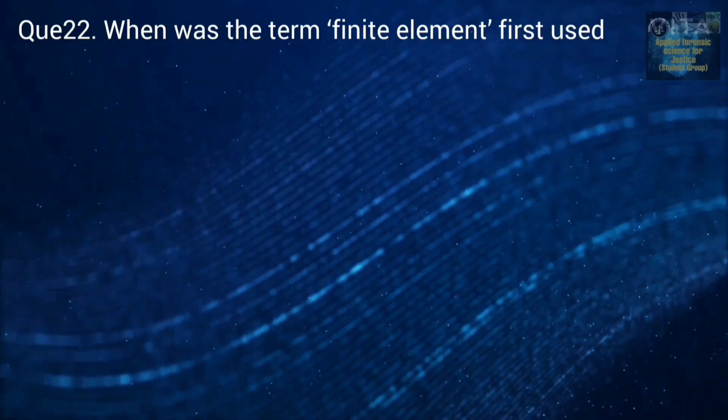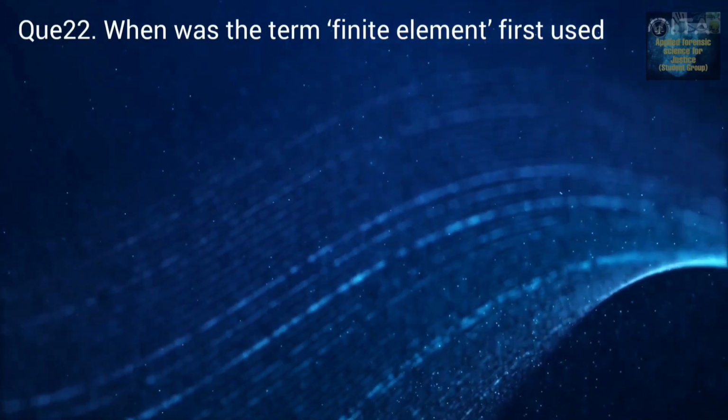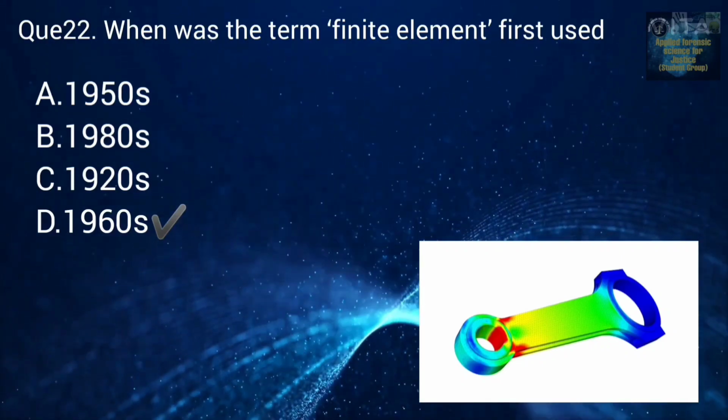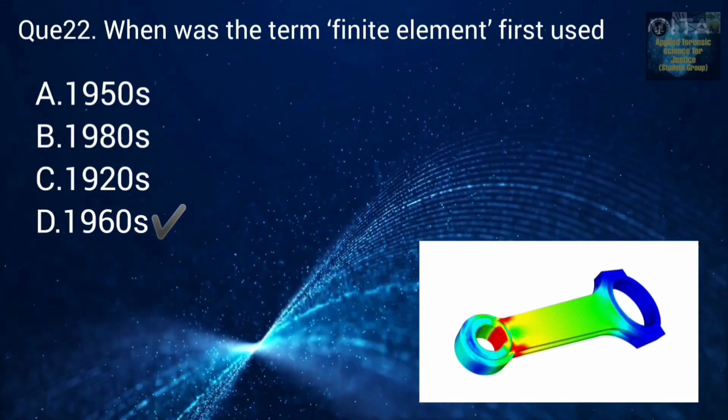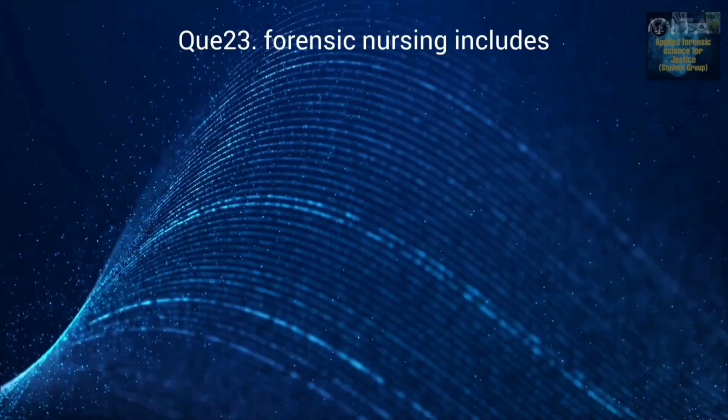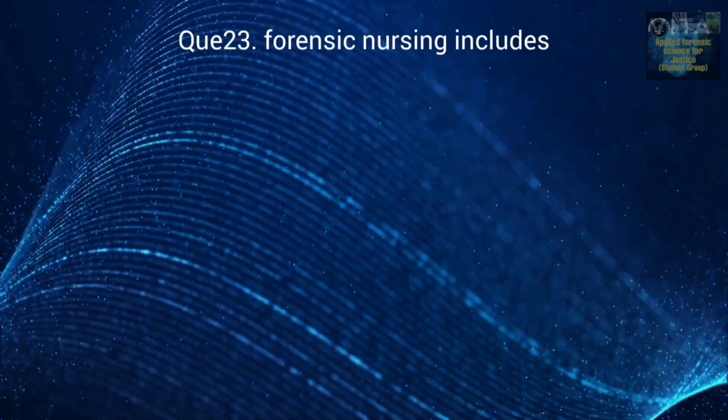Question number 22. When was the term finite element first used? Options are A. 1950s, B. 1980s, C. 1920s, D. 1960s. The correct answer is D. 1960s.